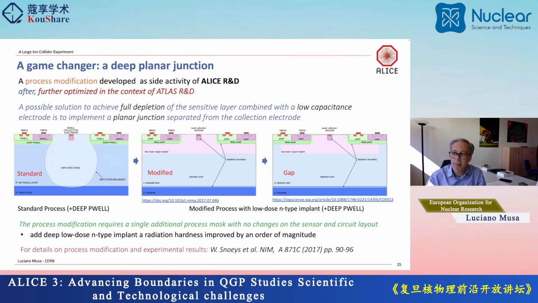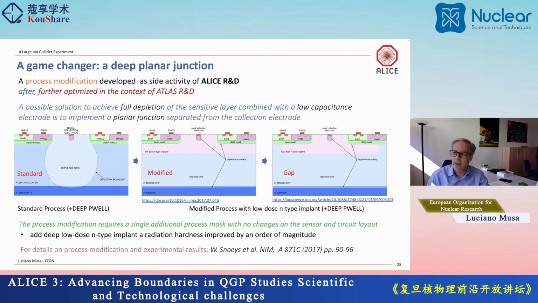They have the drawback of not being radiation hard enough if we want to put them very, very close to the interaction point. It would be impossible to put them at 5 millimeters from the interaction point. And if we want to go that close, we need detectors which can withstand a neutron fluence up to 10 to the 15 or above, 10 to the 16.